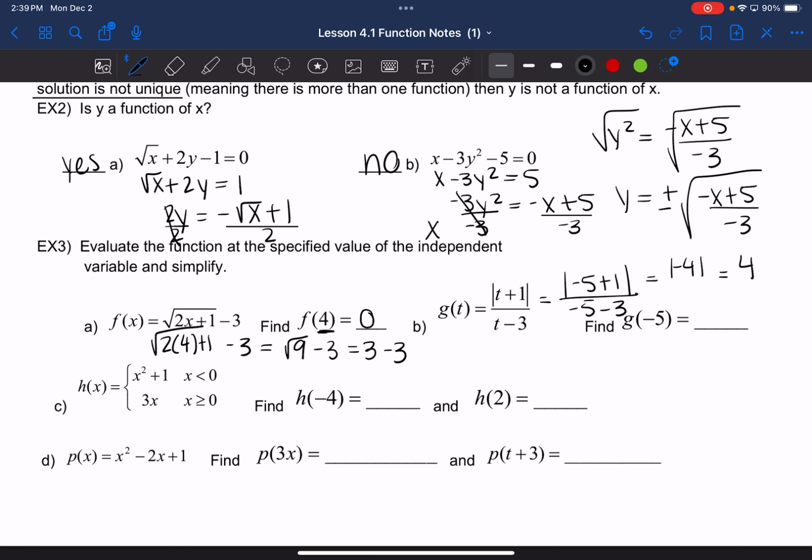Okay, and what are we going to get in the denominator? Negative 8. And that is not inside of an absolute value, so it stays negative. Okay, and it did say we are simplifying all of our answers. So what would that simplify to?